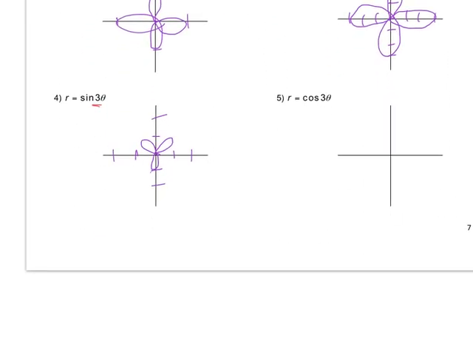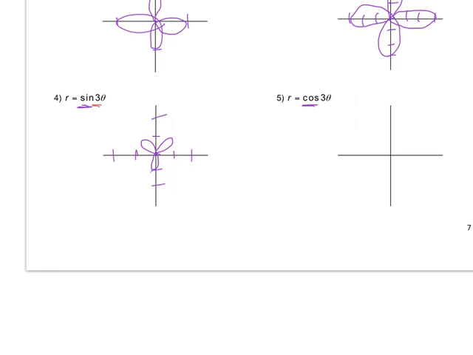Alright, let's see what happens when we have cosine of 3 theta. So all we're changing from number 4 to number 5 is the trig function. In number 4, we were looking at this sine of 3 theta. In number 5, we're going to graph the cosine of 3 theta. So type that into your r equals and zoom 5. Again, we see that there are 3 petals.